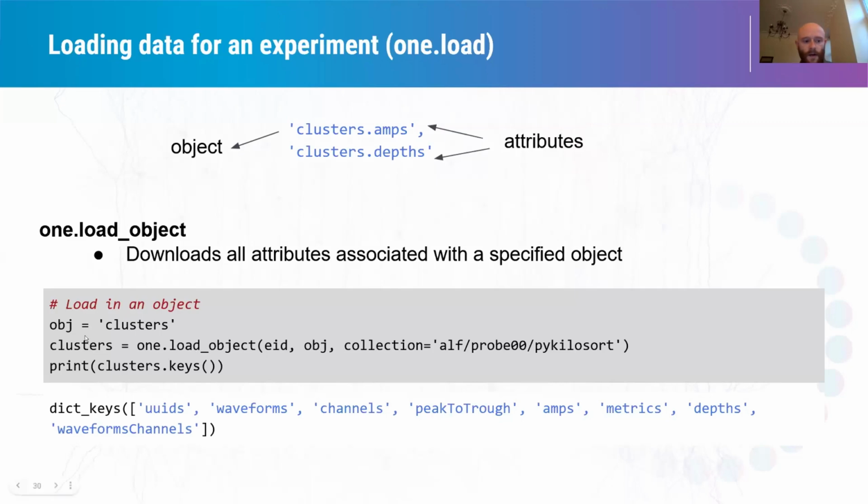So to load a clusters object, you pass in the experiment identifier, the object name, optionally the collection, and it returns you basically a dictionary of attribute keys to the corresponding NumPy arrays. And these dictionaries can then be easily converted to a pandas data frame.